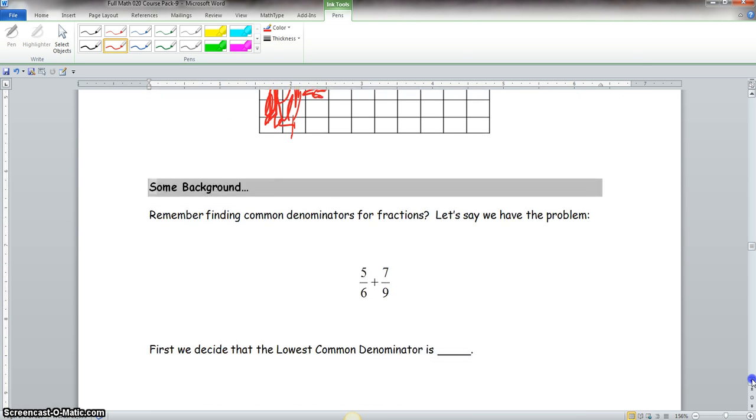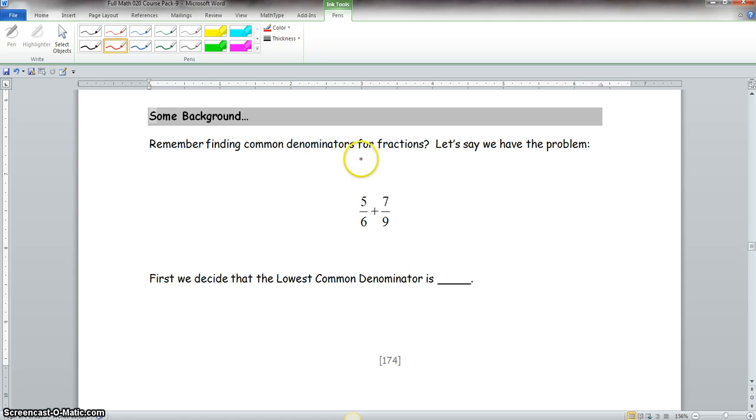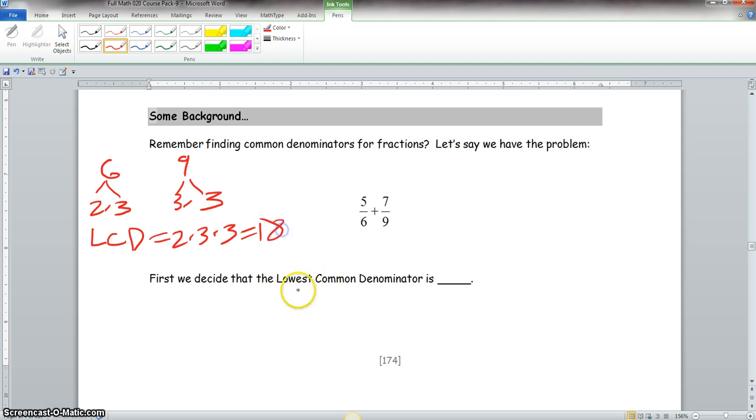Okay, now, remember, finding common denominators for fractions. Let's say we have the problem 5/6 plus 7/9. First, we decide what the lowest common denominator is. Now we can go off to the side. We'll take 6 and 9. Prime factorization of 6 is 2 and 3. Prime factorization of 9 is 3 and 3. Now we know our LCD is 2 times 3 times 3, which is 18. So first we decide that the lowest common denominator is 18.